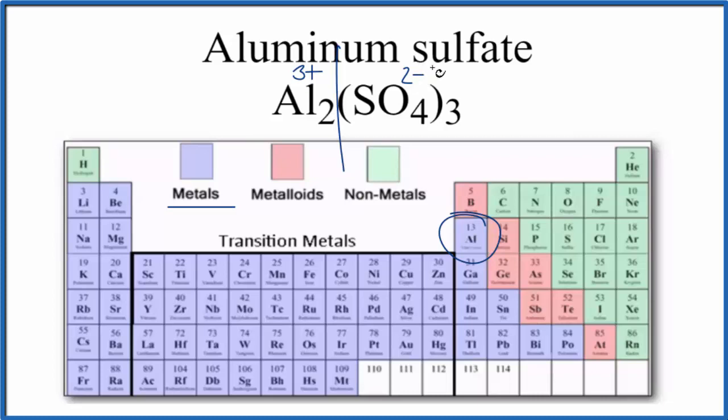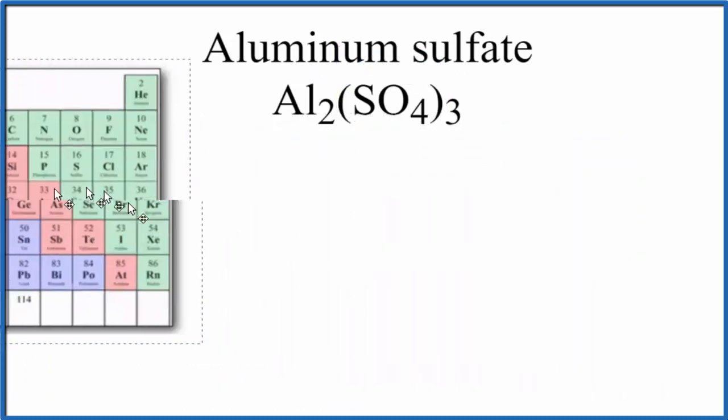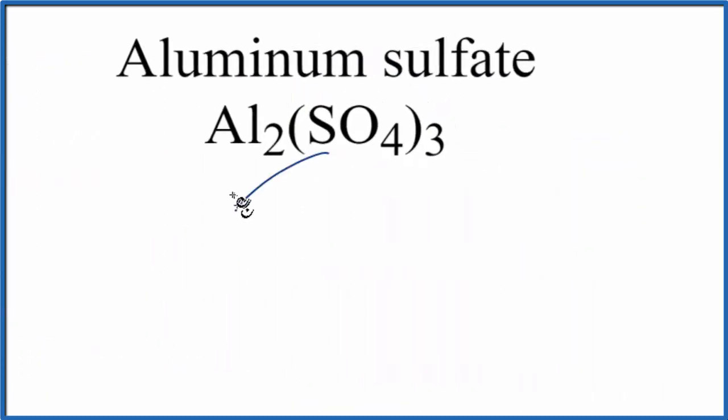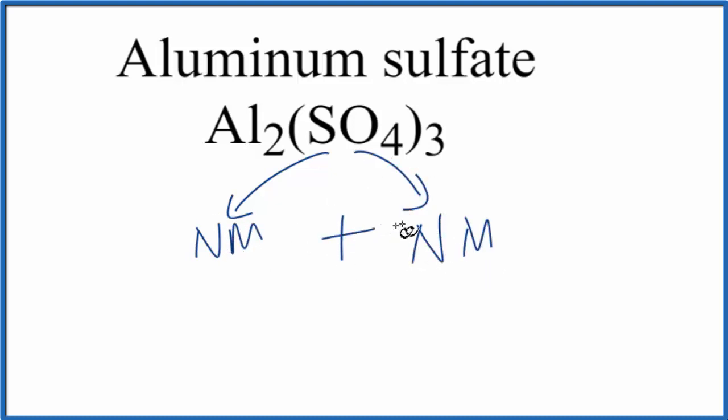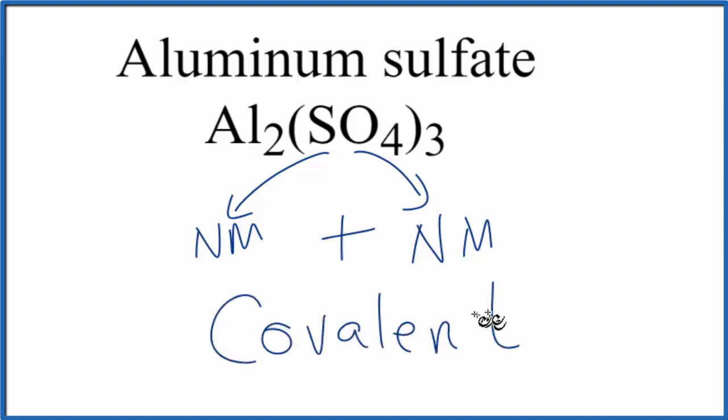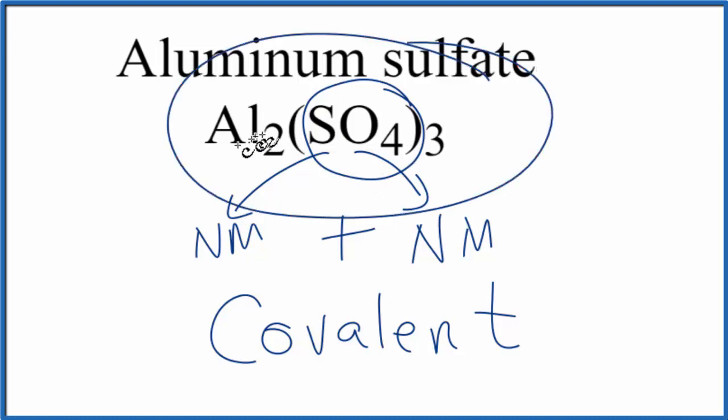Let's talk about the sulfate ion here. So we said sulfur is a nonmetal. Oxygen is also a nonmetal. A nonmetal plus a nonmetal gives us a covalent bond. This is also called a molecular bond. So the bonds within this sulfate, sulfur bonded to the oxygen, are covalent. But overall, because we have these positive aluminum ions and the negative sulfate ions, this is an ionic compound.